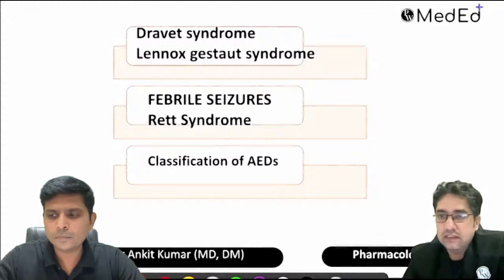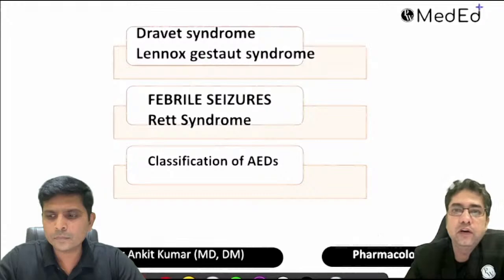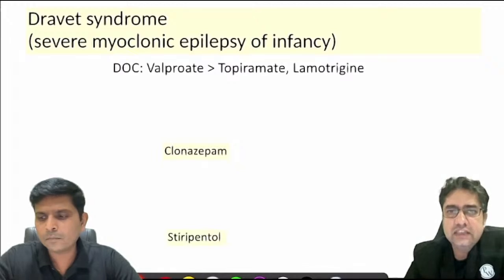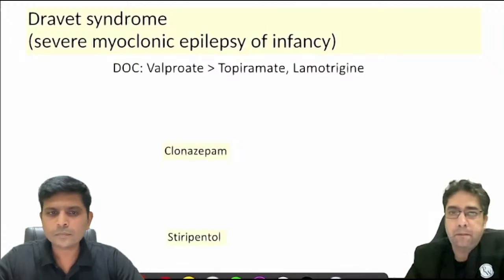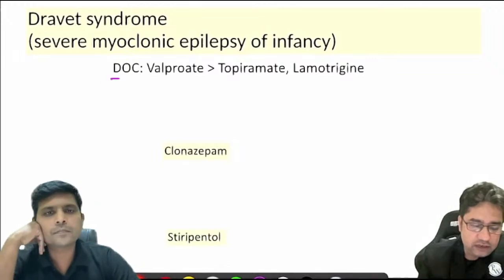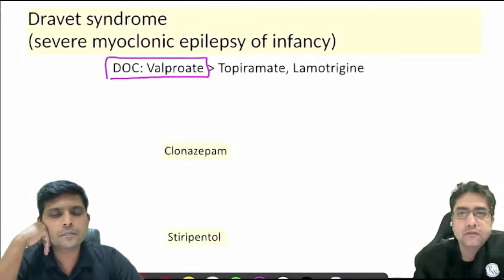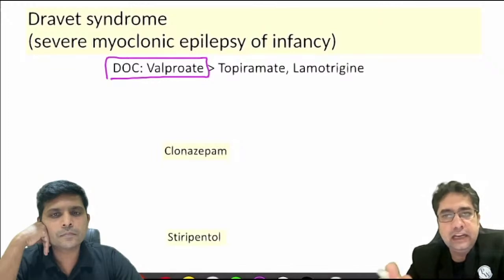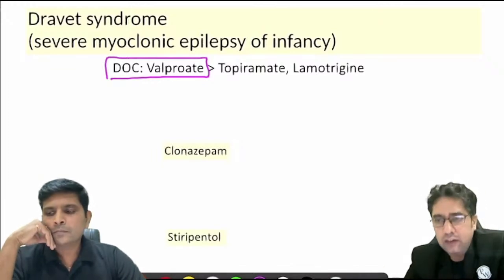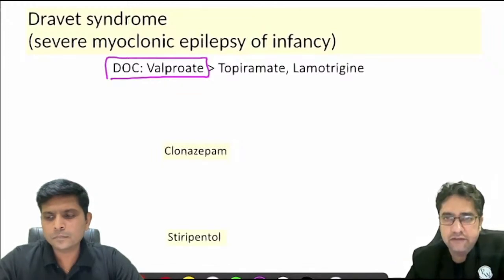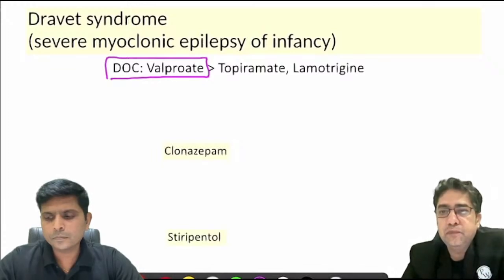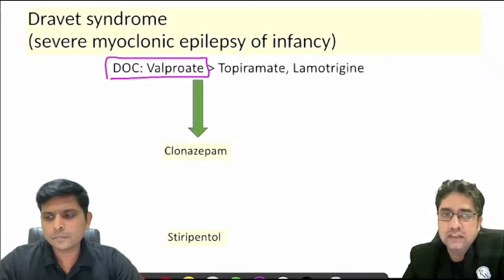The first ones, which sir has already told, the most important ones are Dravet syndrome, Lennox-Gastaut, febrile and Rett syndrome. So first, let's talk about Dravet syndrome, which is sometimes also known as severe myoclonic epilepsy of infancy. Now remember, the drug of choice for Dravet syndrome is always valproate. But yes, you can also give topiramate and lamotrigine. Depending upon the tolerability and side effects, we can choose any of these drugs, but valproate is the most effective one. If it is still not responding to valproate, then we add clonazepam.